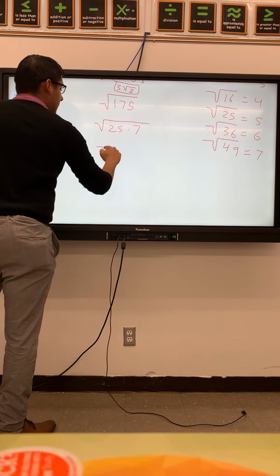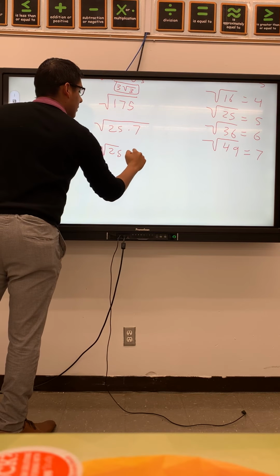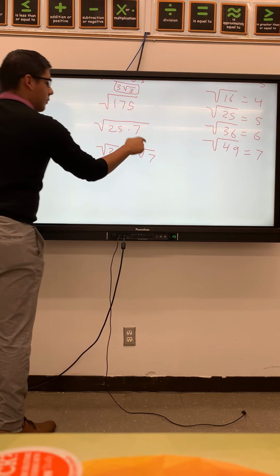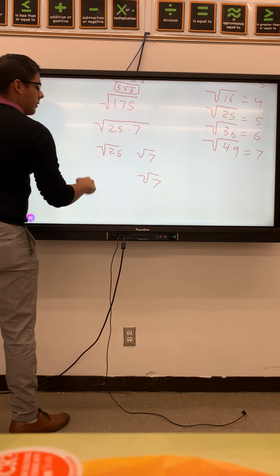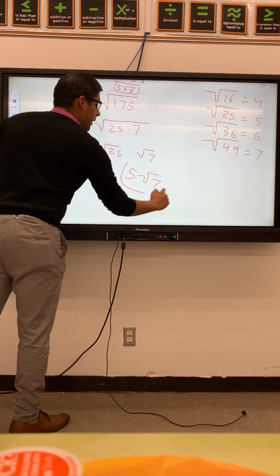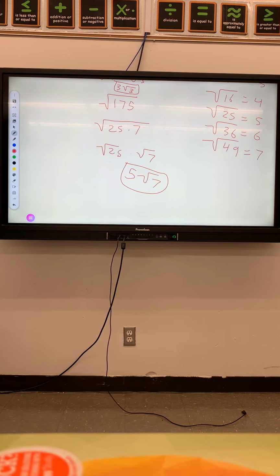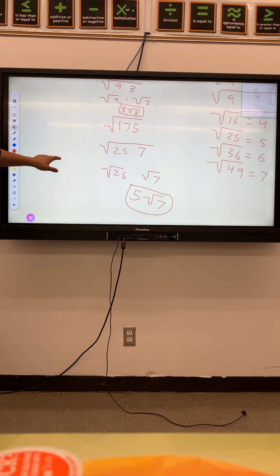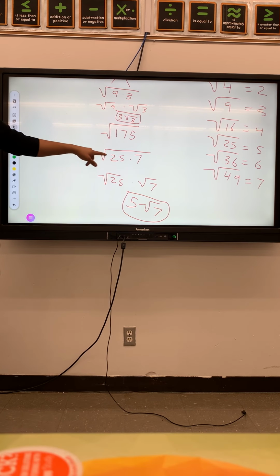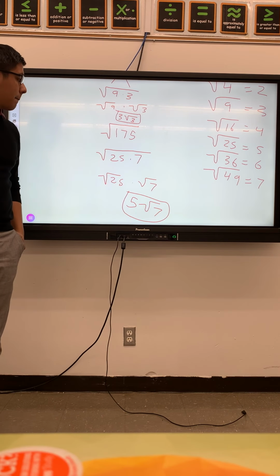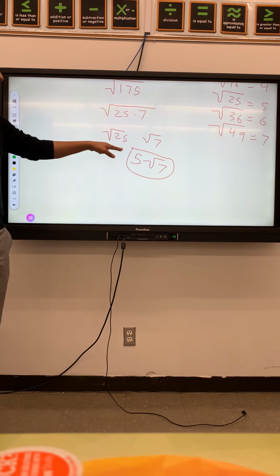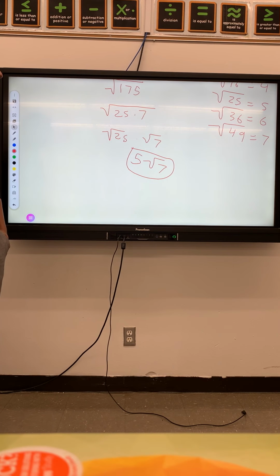So we can split this into 2. Of course, square root of 7 isn't perfect, so it just stays like that. And if we take the square root of 25, the answer is 5 square root of 7. And again, all you have to do is find two factors where one is perfect and the other one's not. And then we just simplify it to simplify our radical as much as we can.